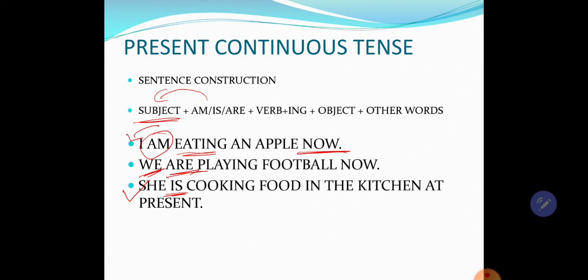Subject, am, is, are, ing form of the verb, object, other words. I am eating an apple now. We are playing football now. She is cooking food in the kitchen at present.